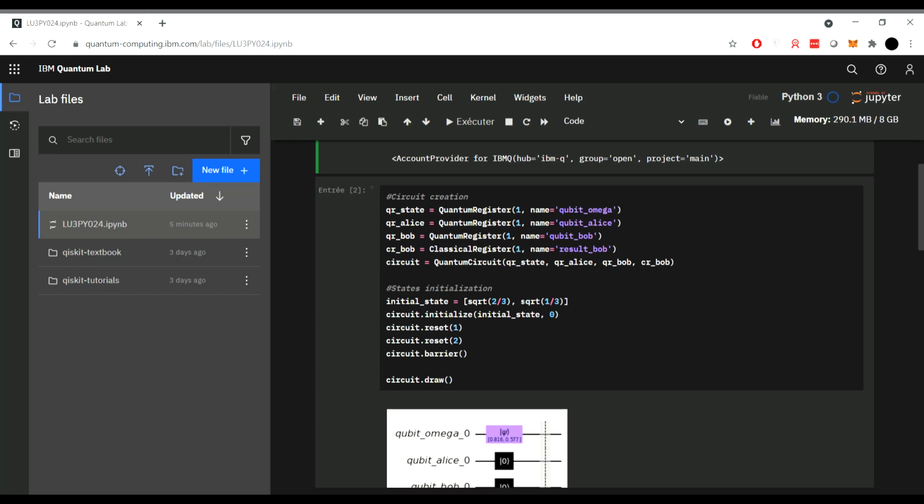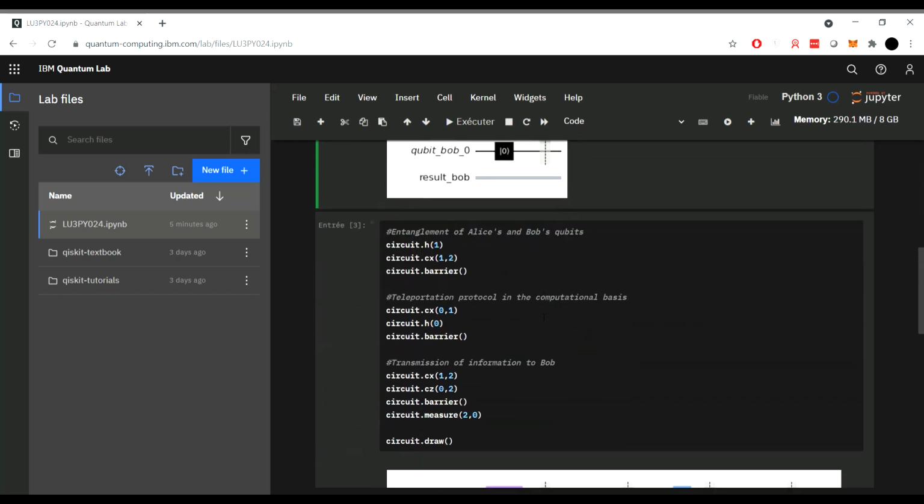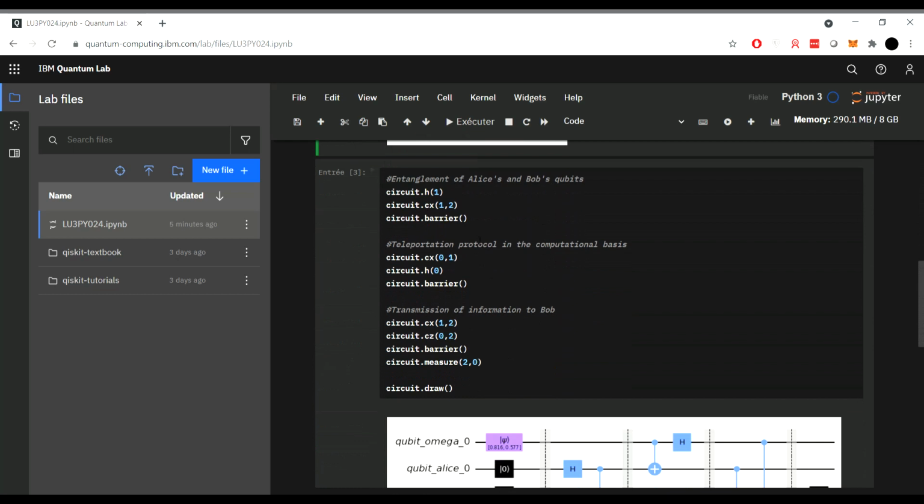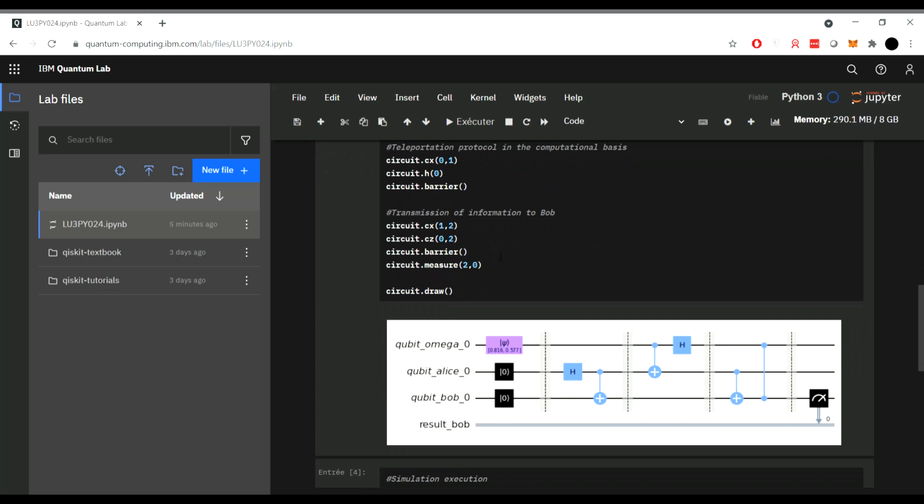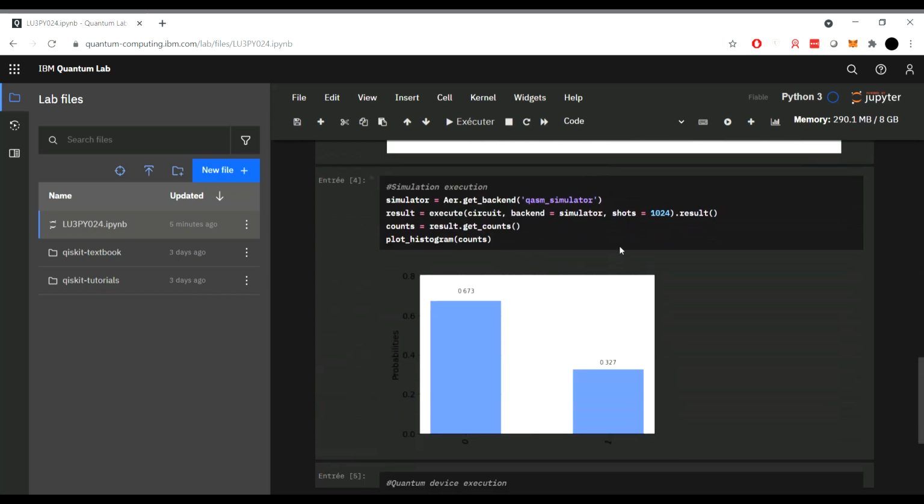In the state initialization, we will encode this particular state, square root of 2 over 3 and square root of 1 over 3, which is a superposition of states 0 and 1. Thus, to verify the teleportation is correct, we need to obtain the probabilities 2 over 3 for state 0 and 1 over 3 for state 1 as we measure it several times. Here, we create the circuits we presented before, and we can finally obtain the results by executing the circuits on the simulator 124 times.